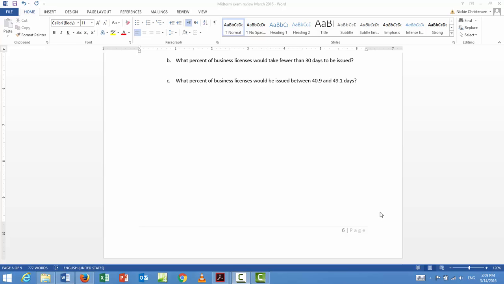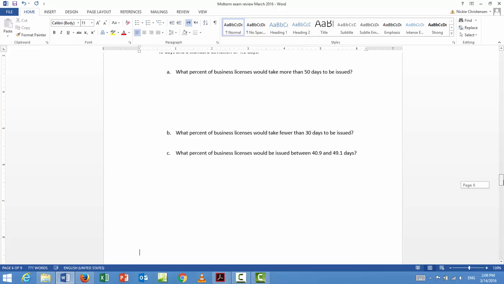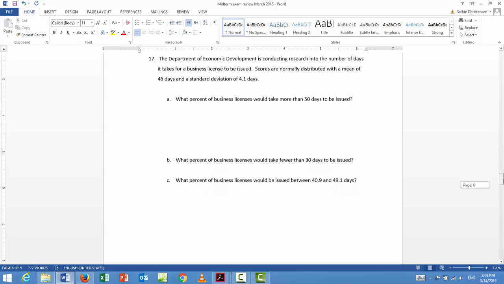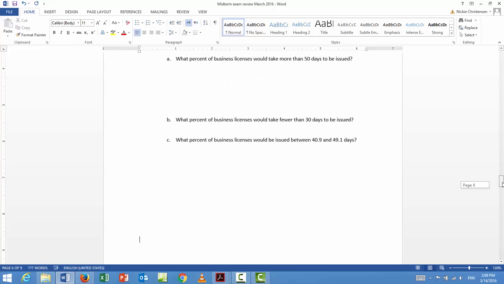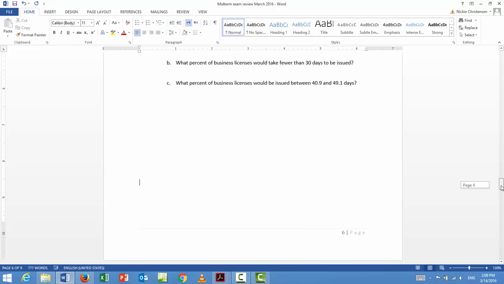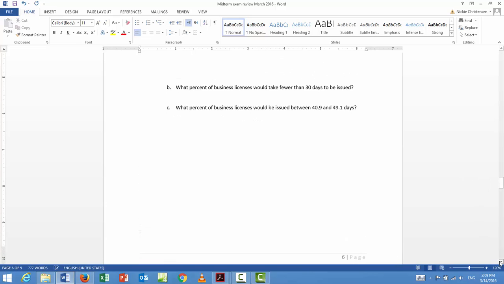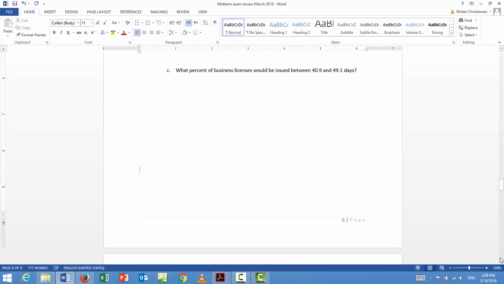This is the midterm review, page 6, and we're just going to do problem 17C because problem 17A and B have been done already on a previous video. Okay, so problem 17 gave us some information about the mean and the standard deviation, and that information also holds true for part C. So let's just get ourselves set up.